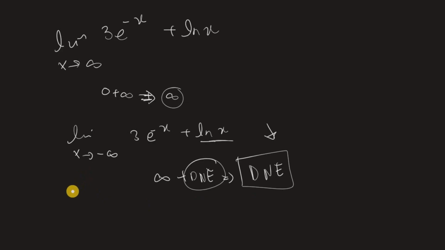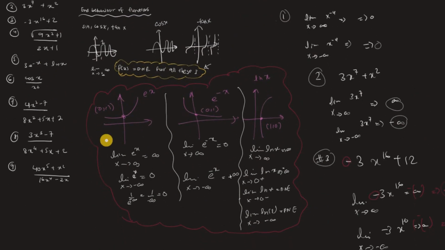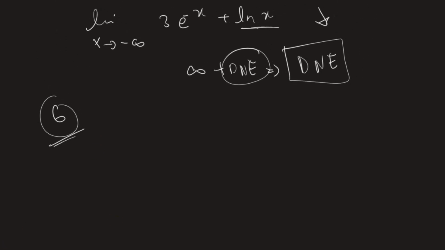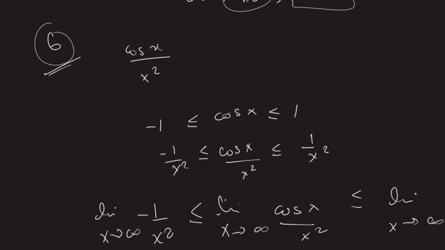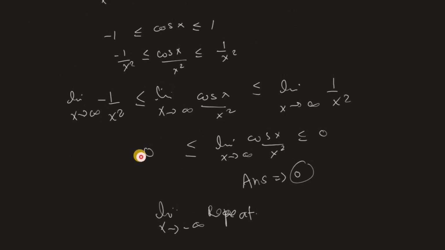My bad for that. Here we basically have question 6, which is cosine of x over x squared. That is basically a squeeze theorem question, and I don't think I have covered the squeeze theorem so far on my channel, so let's just leave this for now. But if you just want the solution anyway, I can quickly walk you guys through it.